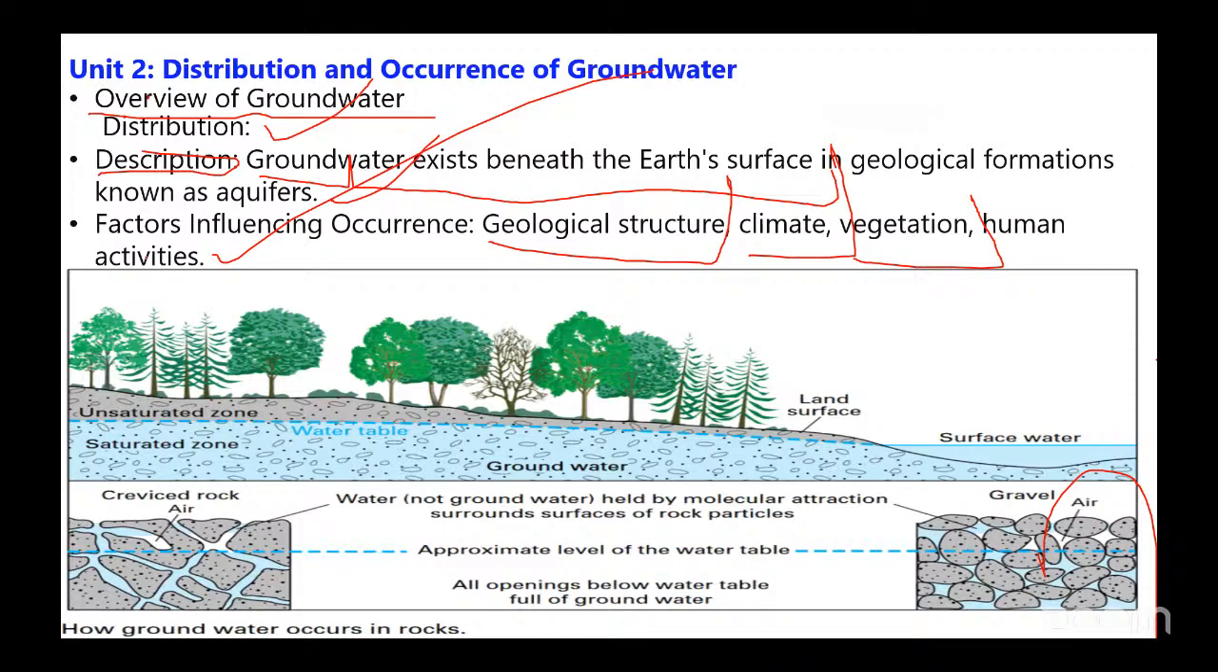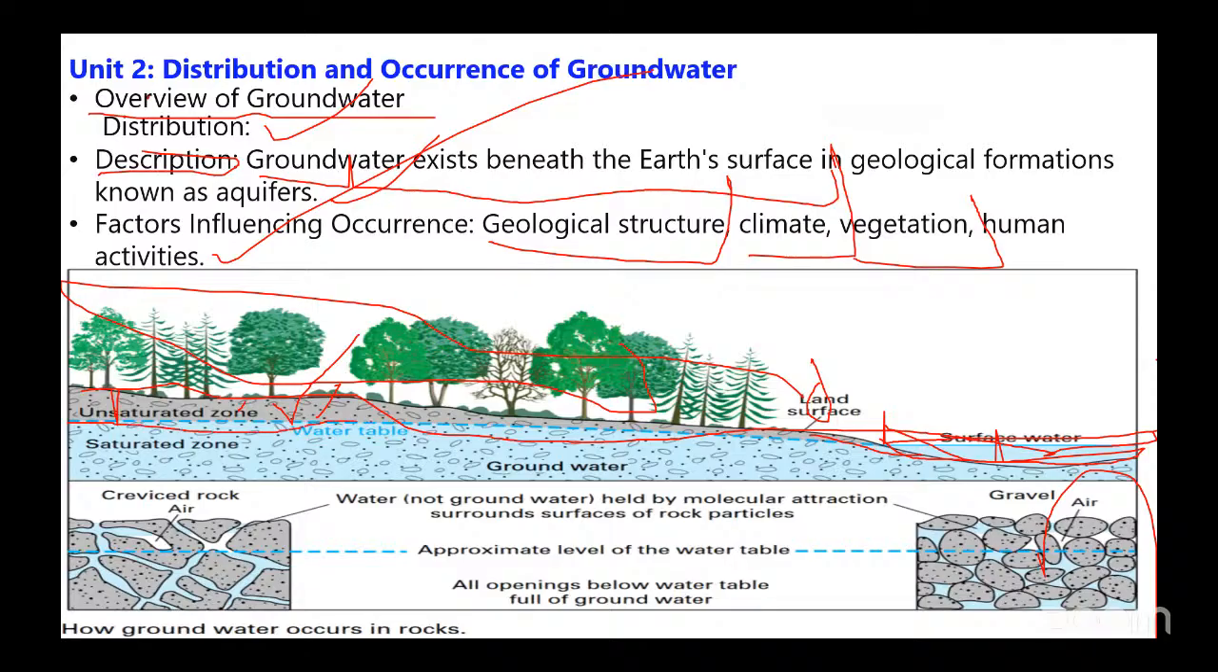Here you can see the surface of the earth. This is the surface of water, the bottom of the ocean or streams. Okay, this is the land surface. Okay, this is the vegetation. Now, after the surface of the earth, this region is called the unsaturated zone. Okay, this region you can see is without water. This zone without water is called the unsaturated zone.